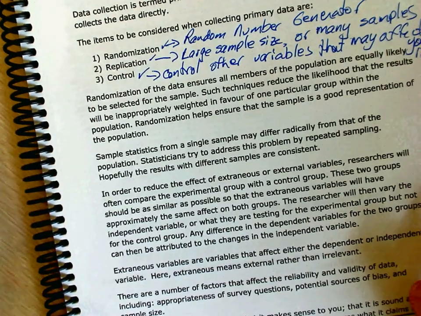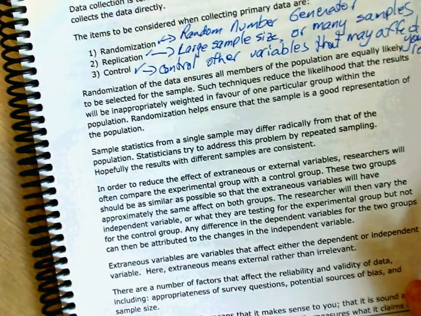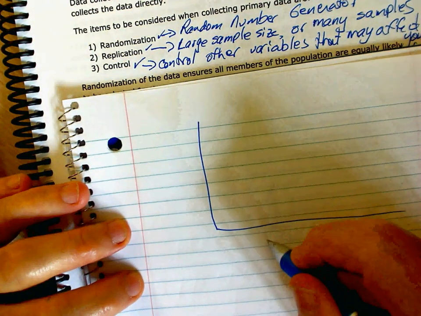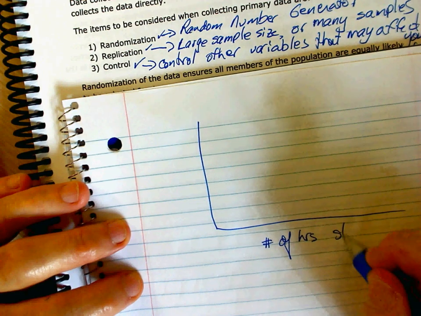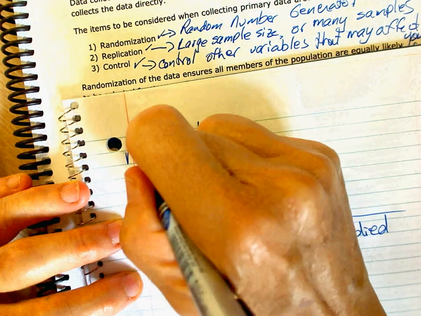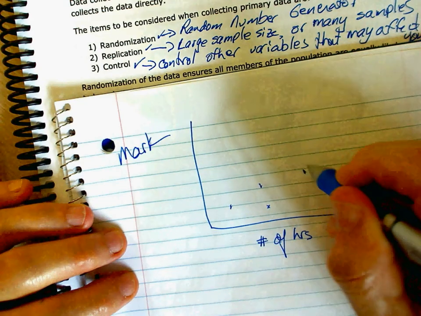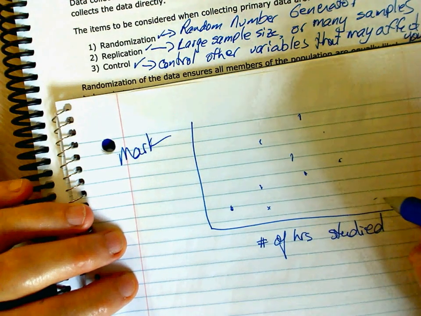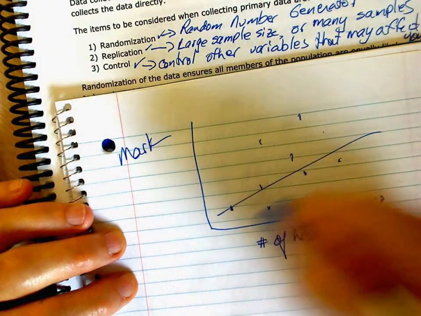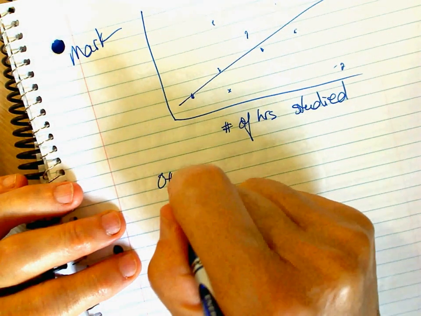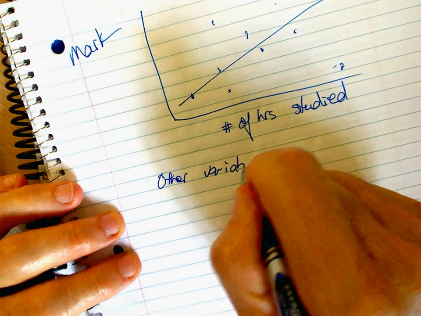Okay, so let me just show you an example. Let's say I have number of hours studied versus your mark. And usually when the number of hours studied goes up, not always, right? We try to get a line of best fit. Usually when the number of hours studied goes up, the mark goes up. What are other variables that could affect your mark?